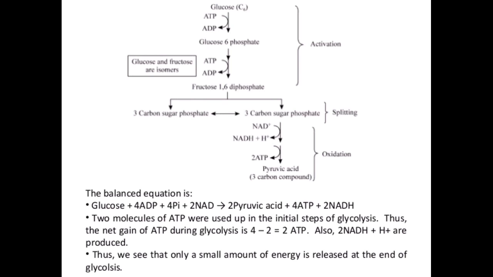The balanced equation is glucose plus 4 ADP plus 4 inorganic phosphate plus 2 NAD, that is a coenzyme, forms 2 pyruvic acid, 4 ATP and 2 NADH. 2 molecules of ATP were used up in the initial stage of glycolysis, thus the net gain of ATP during glycolysis is 4 minus 2, that is 2 ATP. Also 2 NADH plus H plus are produced. Thus, we see that only a small amount of energy is released at the end of glycolysis.